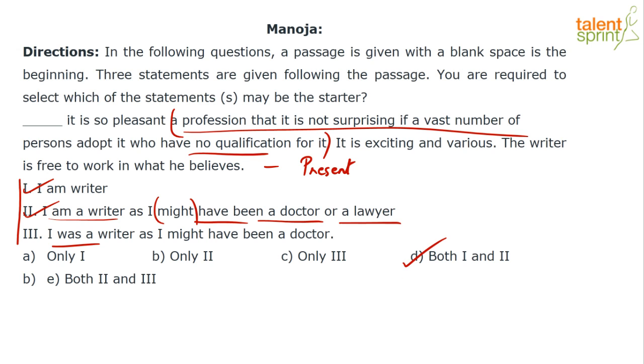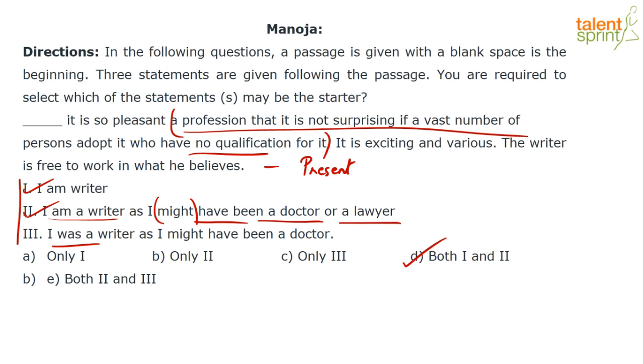I am a writer as I might have been a doctor or a lawyer, and it is so pleasant a profession that it is not surprising if a vast number of persons adopt it who have no qualification for it. Meaning other people, other qualifications can also be a writer, because you don't need a qualification to be a writer. Right? Just a little bit of logic there. Since there's just too much thinking into this, all of you went with the easier option, which is option 1, which is very obvious. But option 2 also fits the context logically.